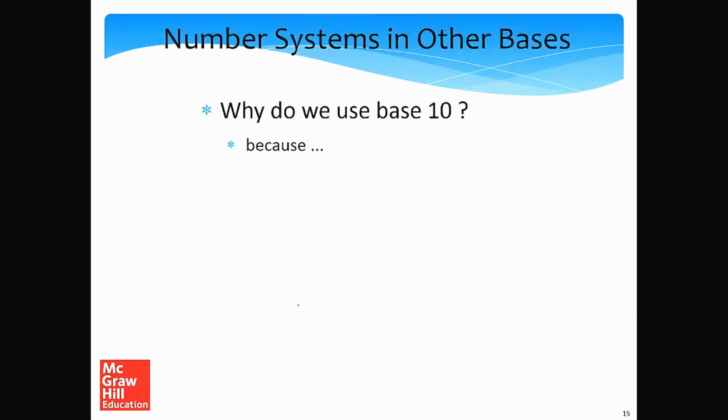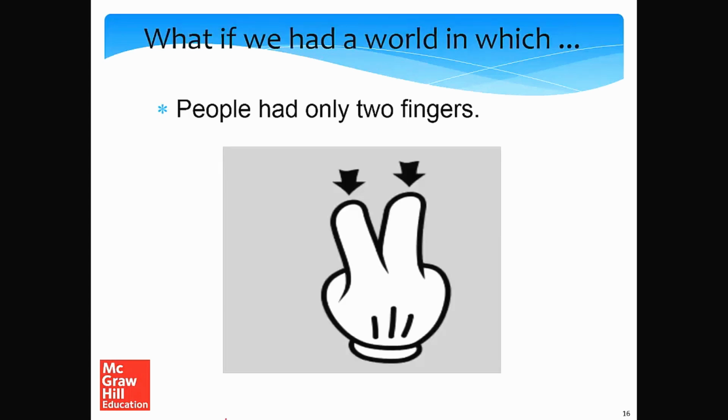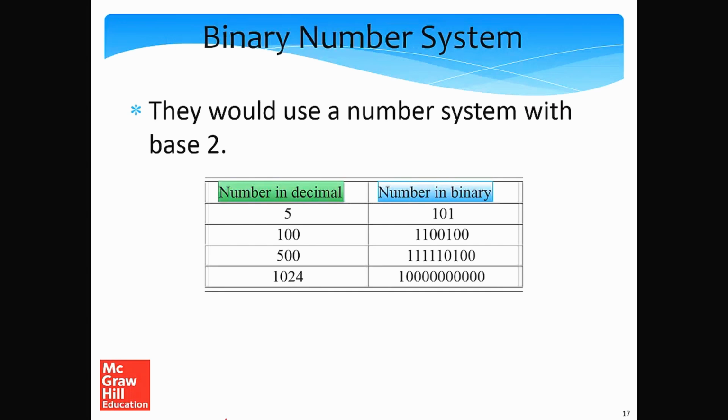So why do we use base 10? Well, simple. We have 10 fingers, so that's how we learnt counting in the first place. We count with our fingers from 1 to 10. What if we go to another planet, a planet which is far, far away, where people have only 2 fingers, right? The entire planet, all the people there are very intelligent, but they have only 2 fingers. So instead of base 10, they would actually use base 2.